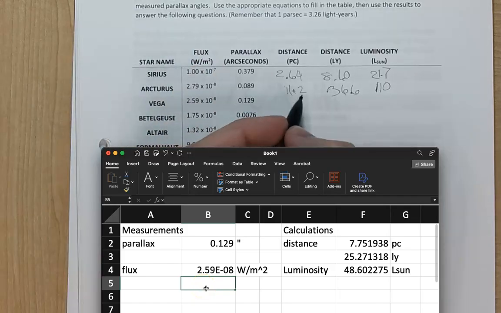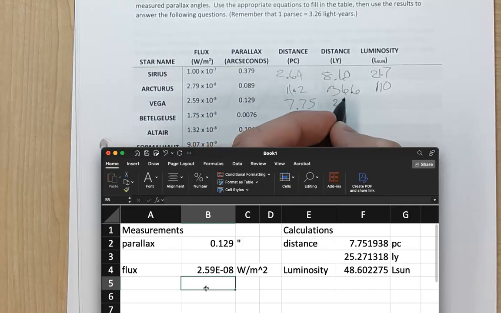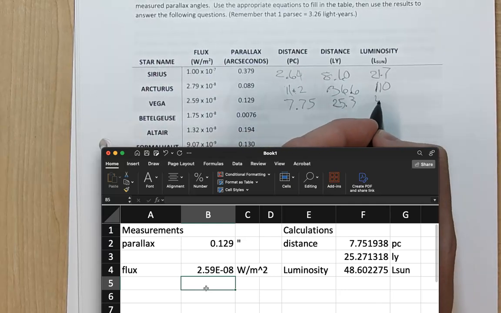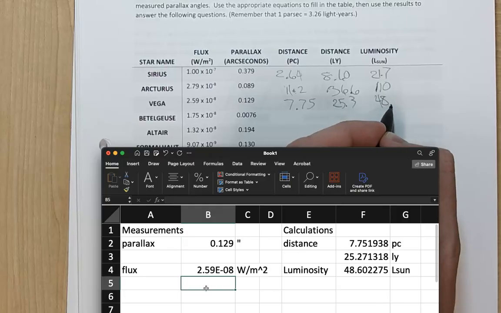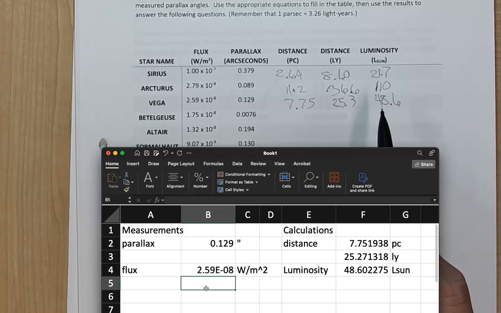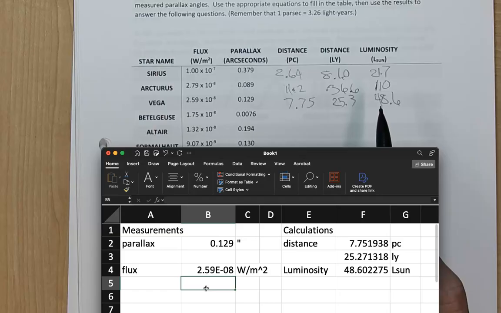So Vega is only 7 parsecs away, or 25 light years, and has a luminosity of 48.6 solar luminosities. Okay, well, all of a sudden, our assumption at the beginning that Sirius must be super duper bright for it to look so bright in our night sky, all of a sudden, these other stars are starting to show it up.